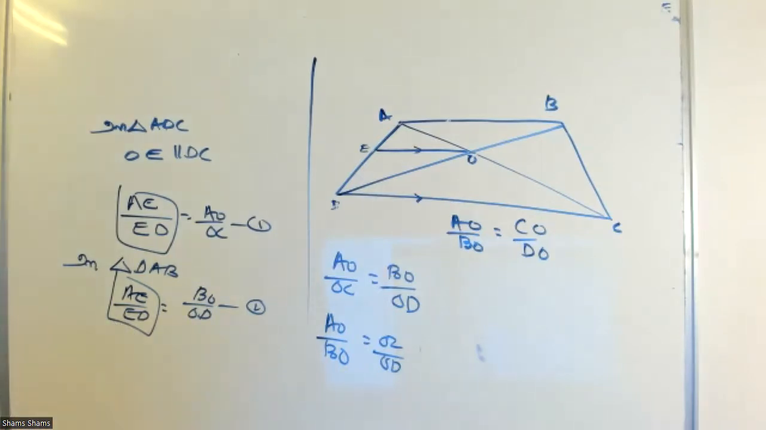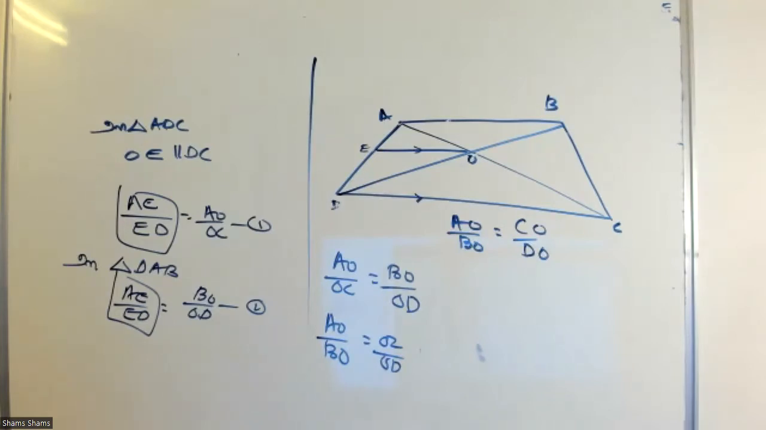Construction and proof. To prove AO by BO equal to CO by DO. Construction: draw OE parallel to AB and DC. Same, OE parallel to AB and DC.